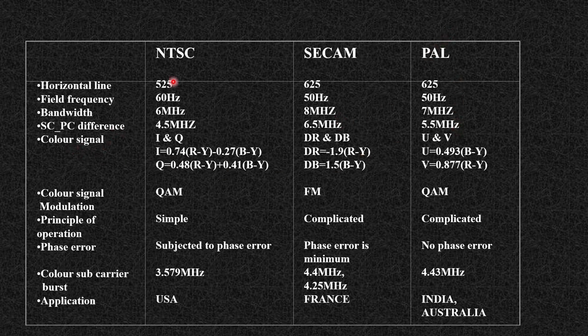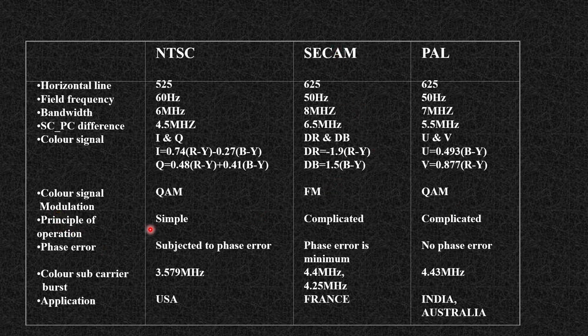Color signal: in NTSC you are transmitting I and Q, where I is equal to 0.74 (R minus Y) minus 0.27 (B minus Y), and Q is equal to 0.48 (R minus Y) plus 0.41 (B minus Y). In Secam you are transmitting DR and DB, where DR is minus 1.9 (R minus Y) and DB is 1.5 (B minus Y). In PAL you are transmitting U and V, where U is weighted B minus Y, 0.493 (B minus Y), and V is equal to 0.877 (R minus Y). Color signal modulation in NTSC and PAL uses QAM modulation, and in Secam you are going for frequency modulation.